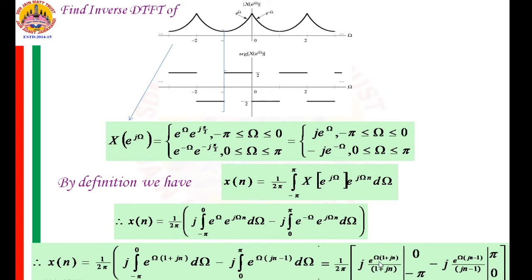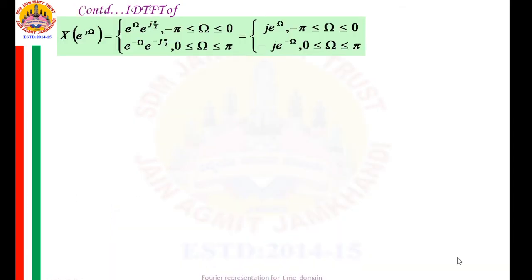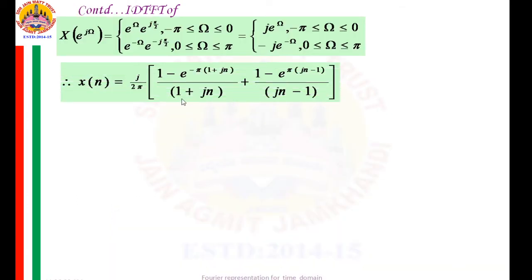Now when you substitute this limit, when you substitute here omega equal to 0, this becomes 1, and then this is j by 1 plus jn, and when you substitute here pi, you have to substitute there minus pi. Therefore for the second term, when you substitute here 0, then 1, and then the other term is pi. See here, this is continuation in this page. I have substituted the limits here. So 1 minus e raised to minus pi 1 plus jn. So my this becomes plus, because minus minus becomes plus there. So 1 minus e raised to pi jn minus 1.